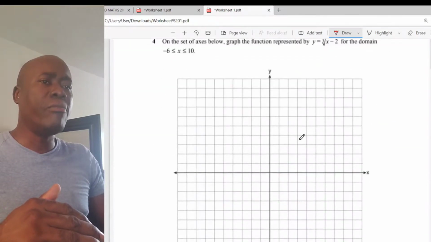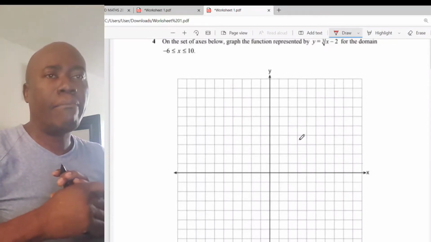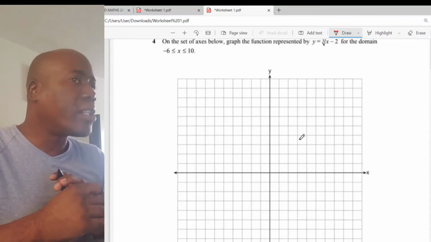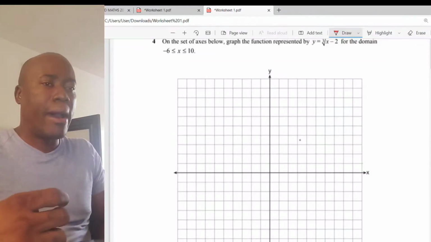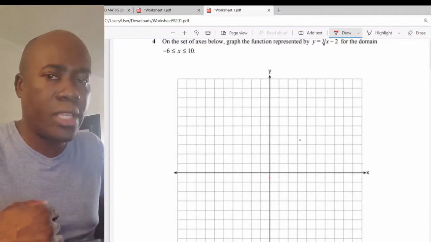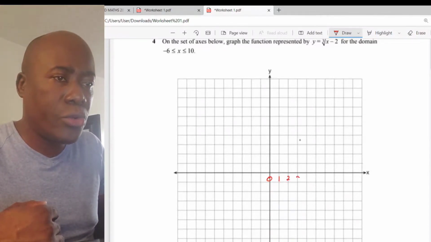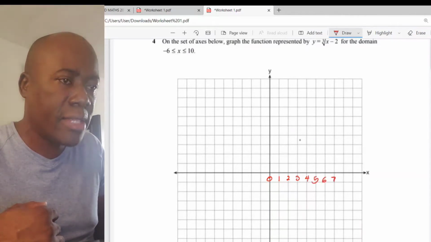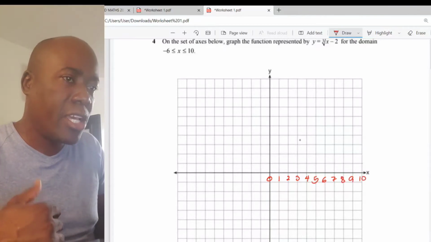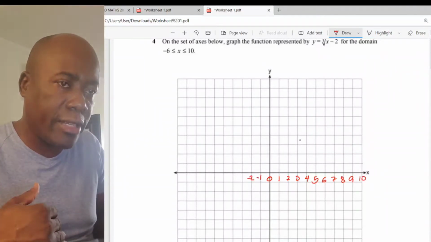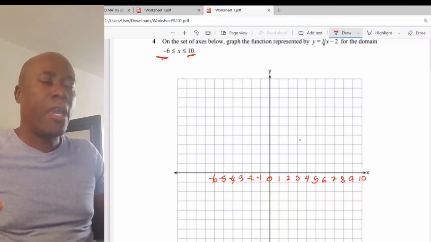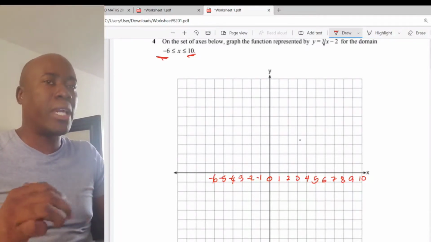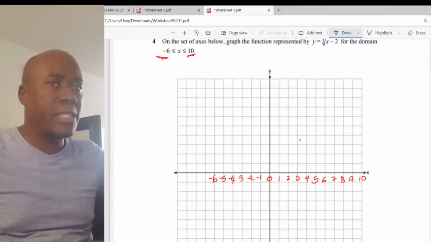Number 4. For number 4, it says here that on the set of axes below, graph the function represented by y is equal to the third root of x minus 2. And we have a domain from -6 to +10. What I'm going to do is quickly put some numbering here. So just watch me as I put some numbering here. That's 0, that's 1, 2, 3, 4, 5, 6, 7, 8, 9, 10. So I have numbers up to 10. Then -1, -2, -3, -4, -5, -6. So my domain is from -6 to +10, and I'm not going to pass that. It simply means I'm not going to put any arrows at the end of my diagrams, because I'm starting at -6 and I'm stopping at +10.